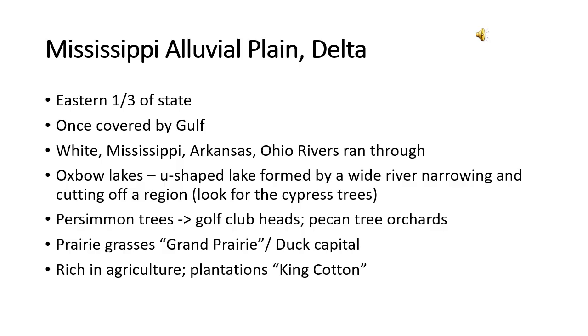Also in the Delta, you can find persimmon trees, which are often used for golf club heads, also for eating. You can find pecan tree orchards in the area as well. There are also prairie grasses. The Grand Prairie is in the Mississippi alluvial plain area, and that region is pretty much the duck capital. We're talking about Stuttgart in that area.